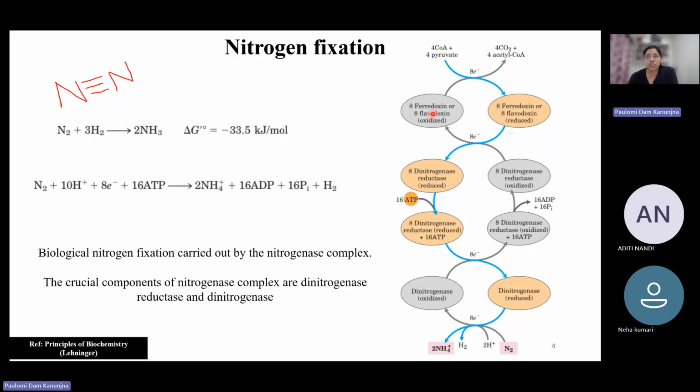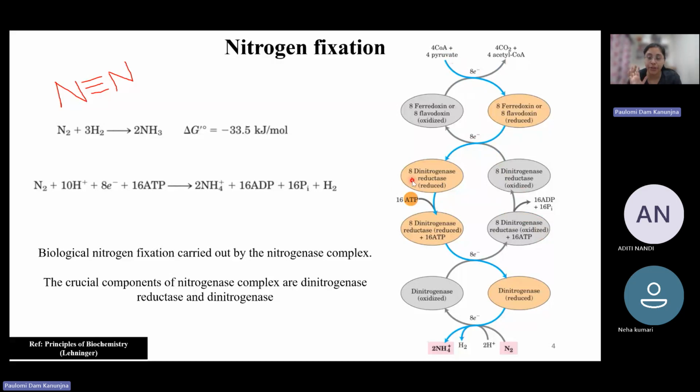These ferredoxins get oxidized back, and while getting oxidized, give that electron to dinitrogenase reductase, which gets reduced, uses 16 ATP, and in the reduced form, then reduces dinitrogenase. While it is getting oxidized, it reduces dinitrogenase, and that gets oxidized. So you can see why it is called a complex, because it has several components that take part together for the final reaction. And these are the 8 electrons that have moved from coenzyme A to ferredoxin. That is being transported in this cycle, and in this step, it also uses 16 ATP.